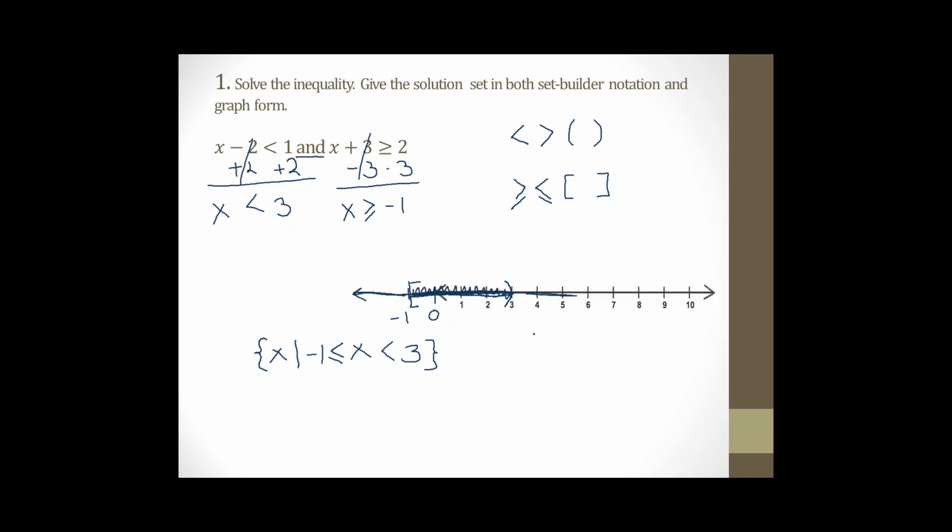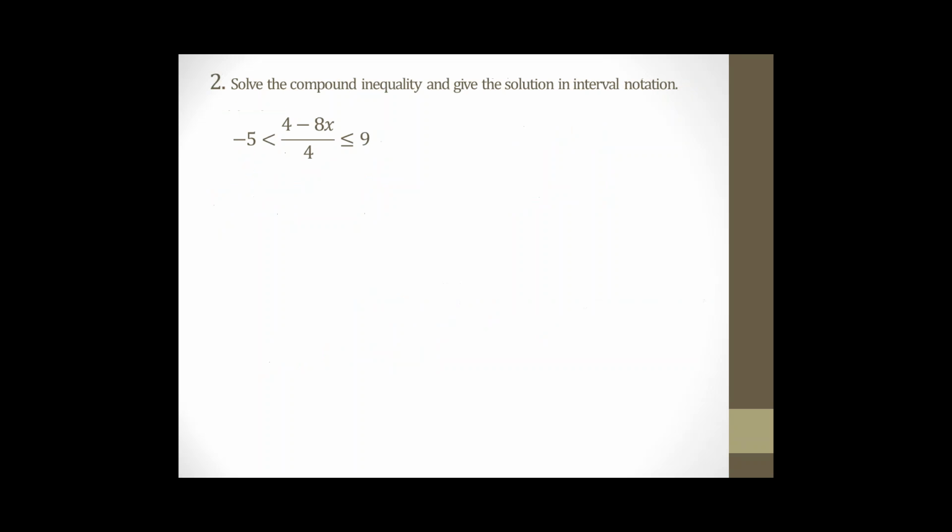Okay, no questions, and let's move on to number 2. Number 2 is solve the compound inequality and give the solution in interval notation. So we basically have two inequality signs. What we have to do is we need to solve for x, and x is going to stay in the middle.